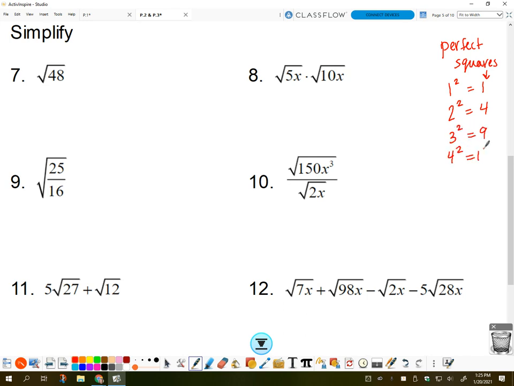4 squared is 16. 5 squared is 25. 6 squared is 36. 7 squared is 49. 8 squared is 64. 9 squared is 81. 10 squared is 100. We should be able to go farther than that.